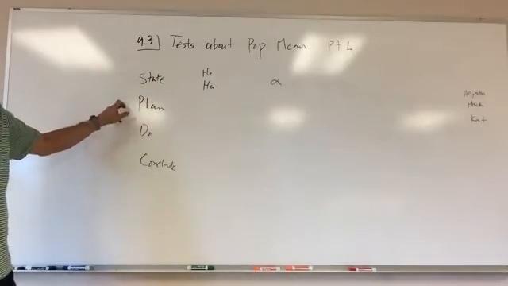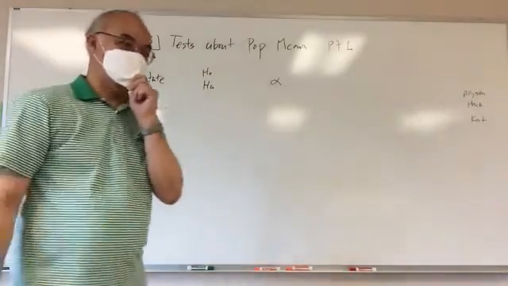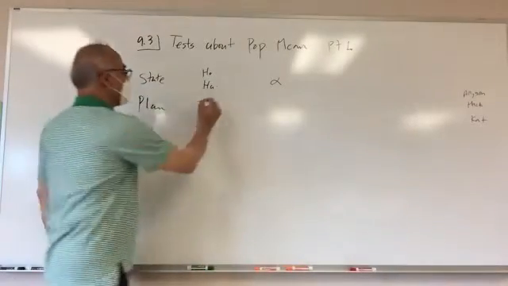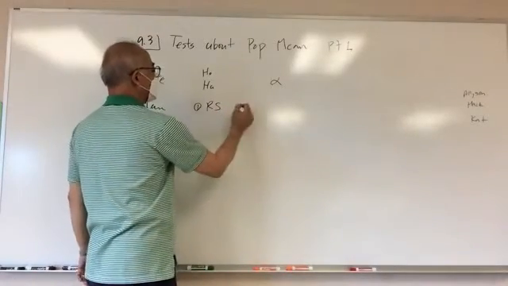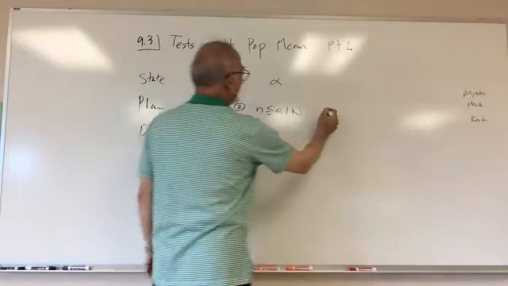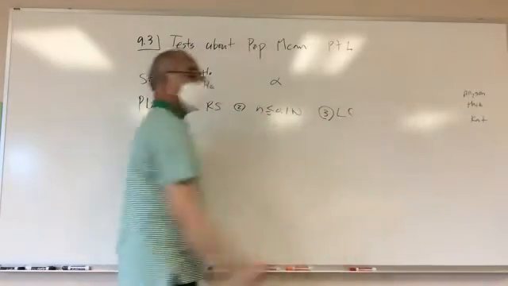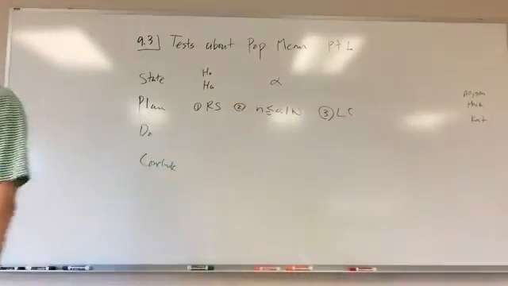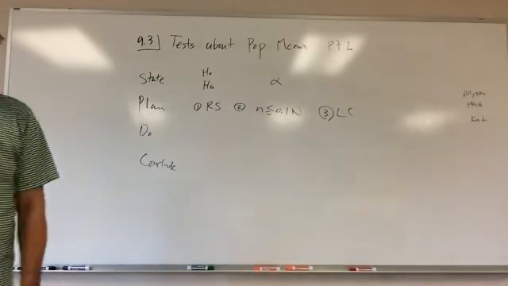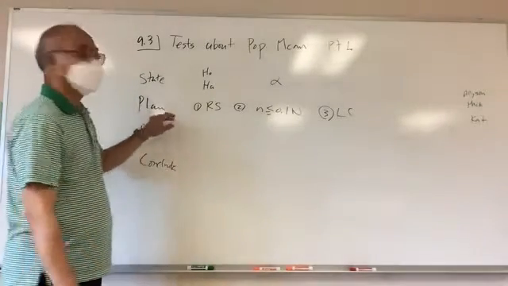The plan part, what do I do? Check conditions. What conditions do I need to check? Random sample is one. What else? Less than 10%. And then the large counts: n times p-hat greater than 10, and n times 1 minus p-hat greater than 10. So that's what we're going to do in the plan.